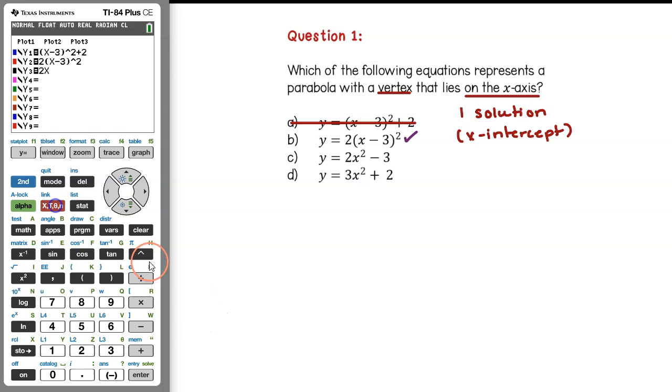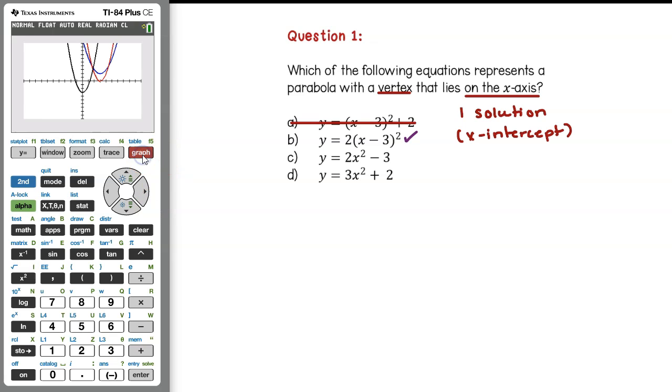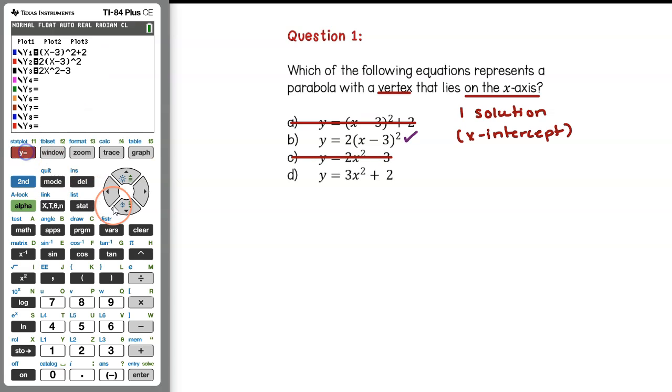I've got 2x squared minus 3. Hit graph, and there we are. We have a parabola, again, opening upward. It has two solutions, two x-intercepts, and its vertex, or its lowest point, lies on the y-axis, not the x-axis, and that y-intercept is located at negative 3, as we predicted. Again, we knew this was not going to be the correct answer choice, but we wanted to take a look nonetheless. We'll do the same thing for choice D, just for some graphing practice.